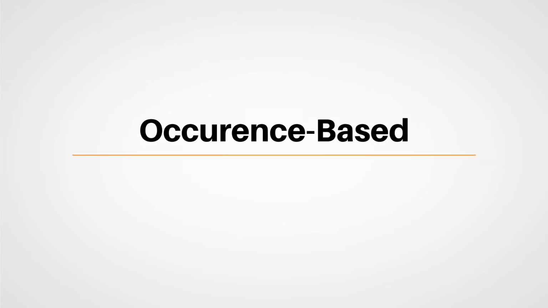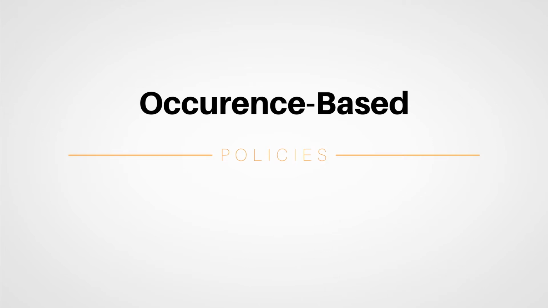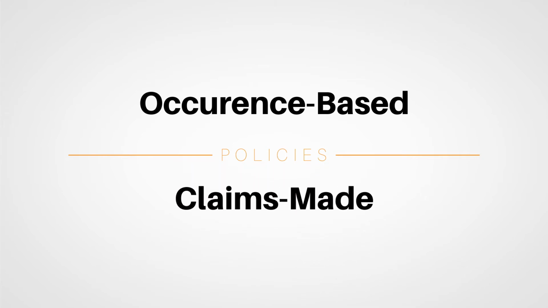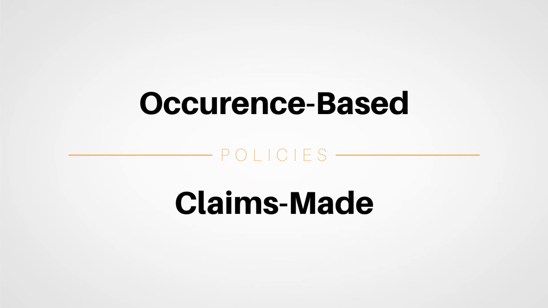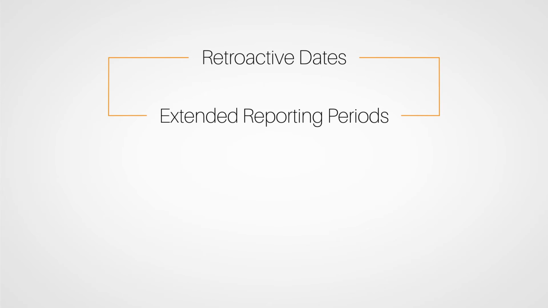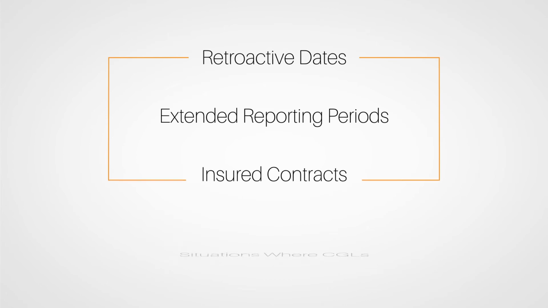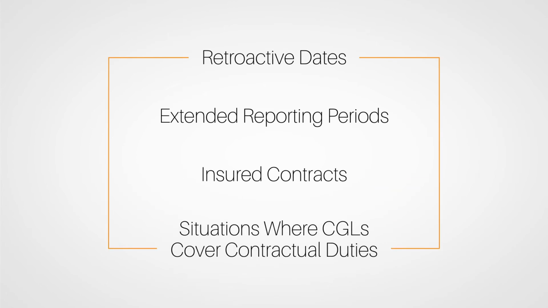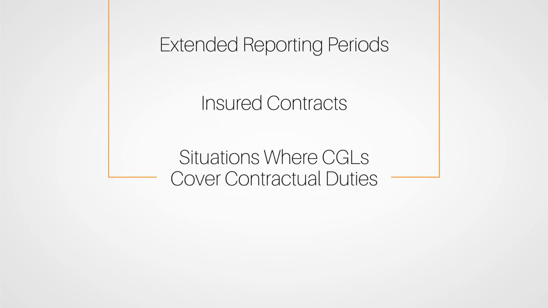Something that may be new is the idea of occurrence-based commercial policies, which act very similarly to personal lines insurance, and what are known as claims-made policies, which is a completely different story in terms of how claims are covered. We'll also discuss retroactive dates and extended reporting periods, which are only associated with commercial coverage. Then we'll go on to explore what are known as insured contracts and how CGLs may or may not cover contractual duties of the named insured.